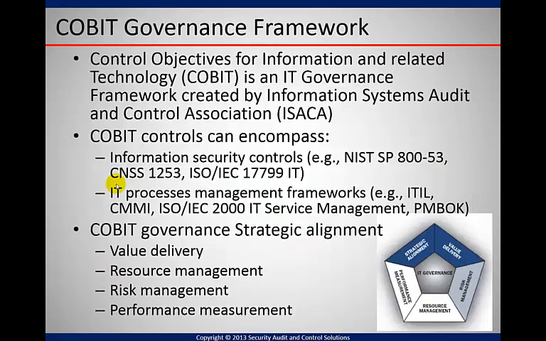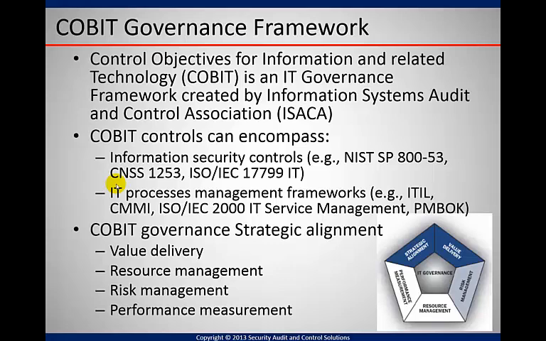Other models that you can look at is the COBIT governance framework, and we did see that in the risk management side. Now, control objectives for information and related technology. COBIT is an IT governance framework created by the Information Systems Audit and Control Association, ISACA. Now, COBIT controls can encompass other issues such as NIST SP 800-53. We've got other ISO and IEC standards such as 17799, which is now the 27000 series, and an IT process management framework such as ITIL, capability maturity model, and also service management. And project management is also considered here.